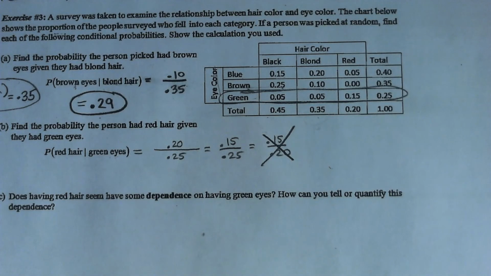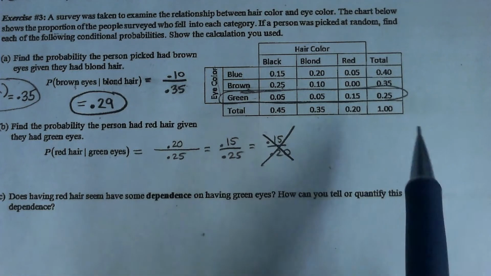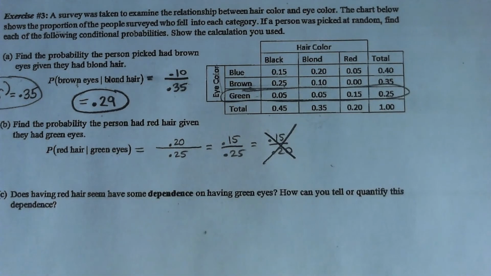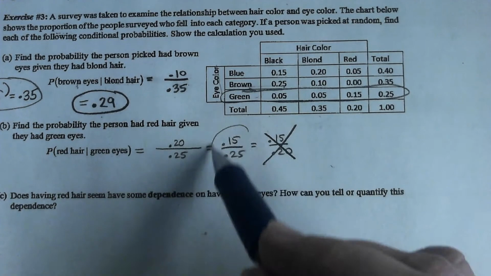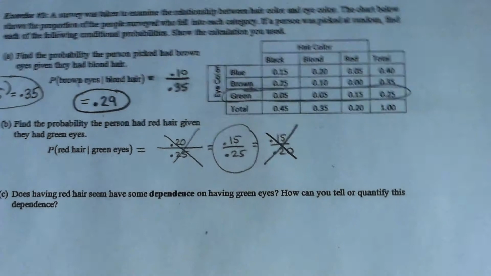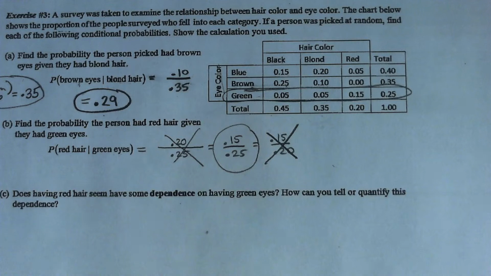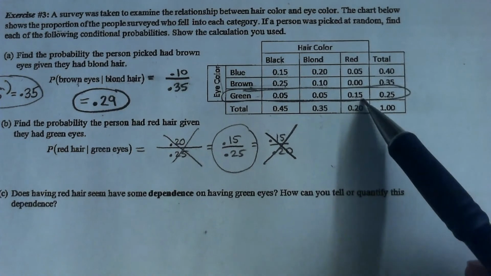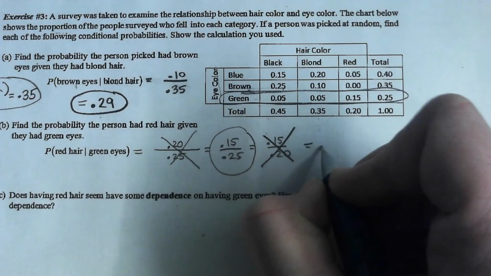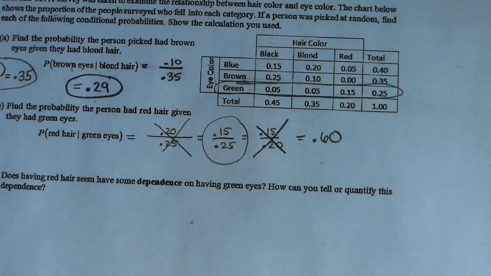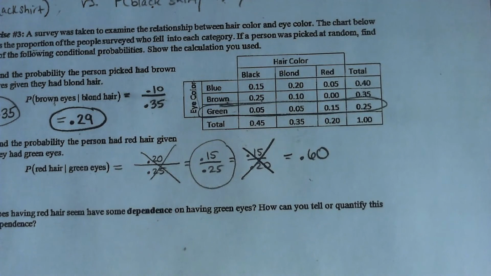Now, of those green-eyed people, which of those numbers is the red hair? 0.15. So that is the correct one. 0.15, in other words, is both green eyes and red hair. 15 out of 25 is 0.60. So interesting. Another way of phrasing this is if you had green eyes, you had a 60% chance of having red hair as well.